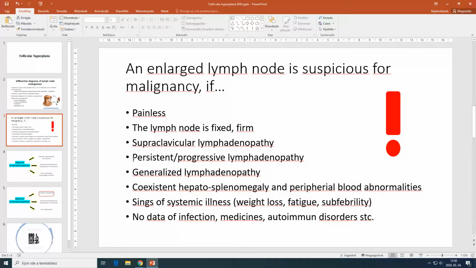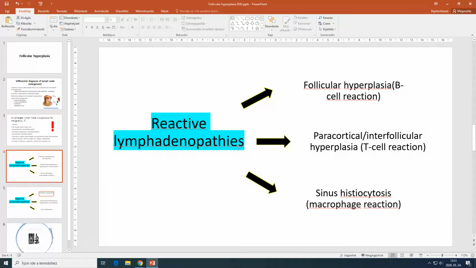If the lymphadenopathy is persistent or progressive or just simply generalized, it's all suspicious for malignant tumor. If there is coexistent hepatosplenomegaly and/or peripheral blood abnormalities, or you can notice the signs of systemic illness and you have no data of infection, medicines, autoimmune disorders, etc., then you have to exclude the possibility of malignancy.